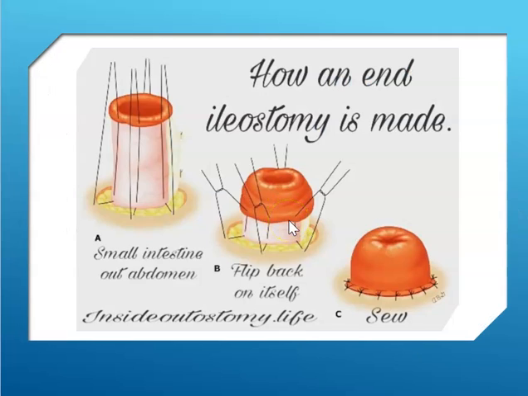And I thought this was interesting because this is how they create an ostomy. So they're going to pull the intestine through, and the same thing applies for a colostomy here. So they're going to pull the small intestine through for the ileostomy, flip it back on itself, and sew. And this is one of the reasons why they all look just a little bit different. Plus, it also depends on the placement of it. So if it's placed in a different area, it's going to look a little bit different.